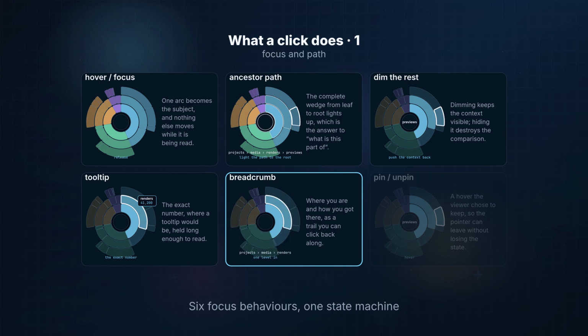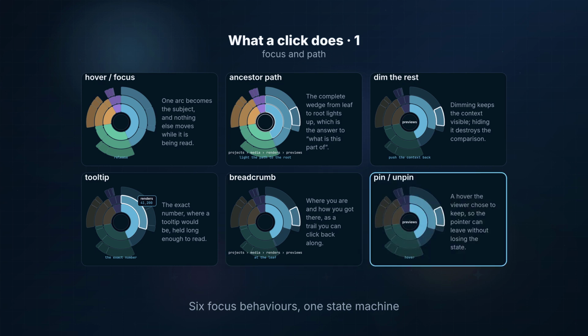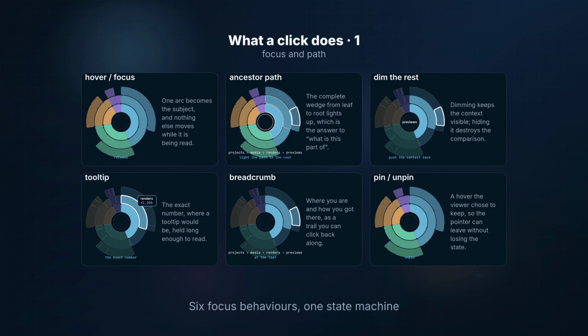A breadcrumb records how you arrived, which is only useful if it stays on screen after the pointer has gone. And a pin is the difference between a chart you can point at and a chart you can read. It lets the pointer leave without losing the state it selected.